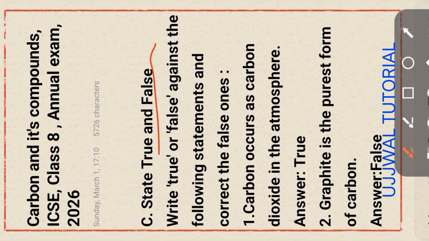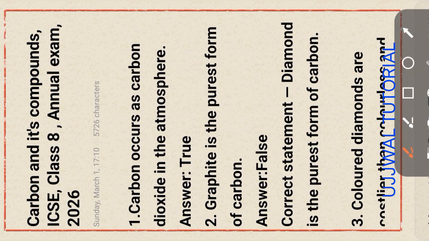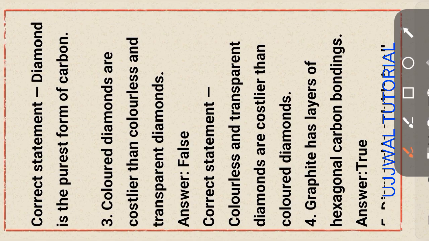Carbon occurs as carbon dioxide in the atmosphere. This statement is true. Next, graphite is the purest form of carbon. False. The purest form is diamond. Okay. Next, colorless diamonds are less crystalline than colored diamonds, or colorless and transparent diamonds. This statement is false. Okay, sorry, colorless diamonds are more crystalline than colored diamonds.